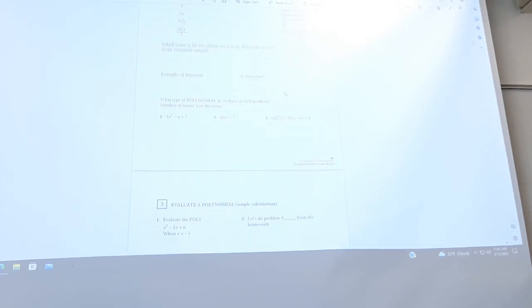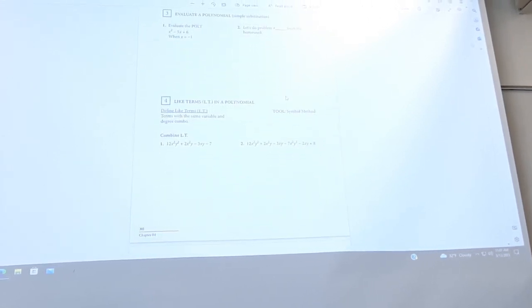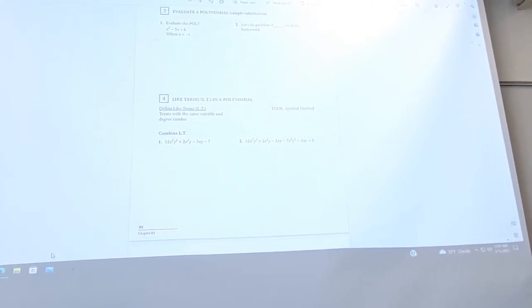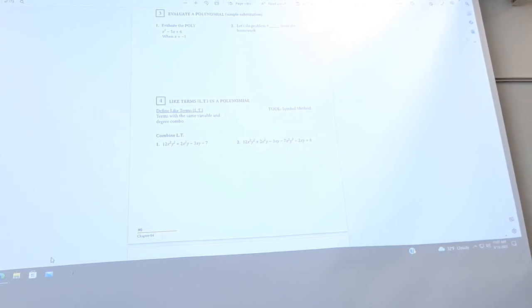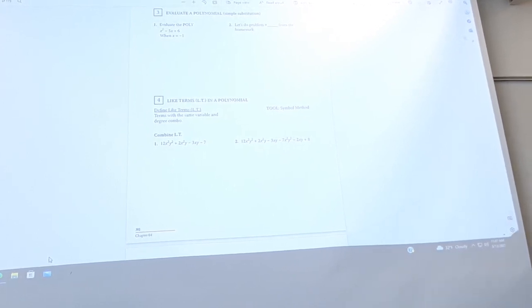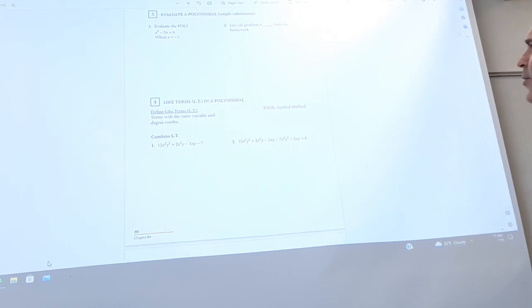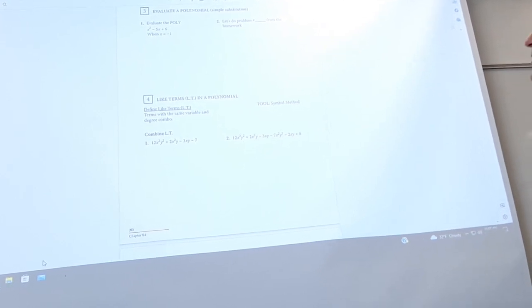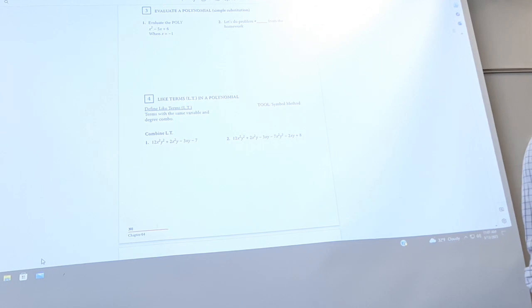We're ripping through this. Hard or easy? It's easy stuff, guys. And you know this. You're going to see some interesting things up here. Step number 3, it says evaluate a polynomial. What does it mean to evaluate a polynomial? It means to just substitute in the answer and do the math.